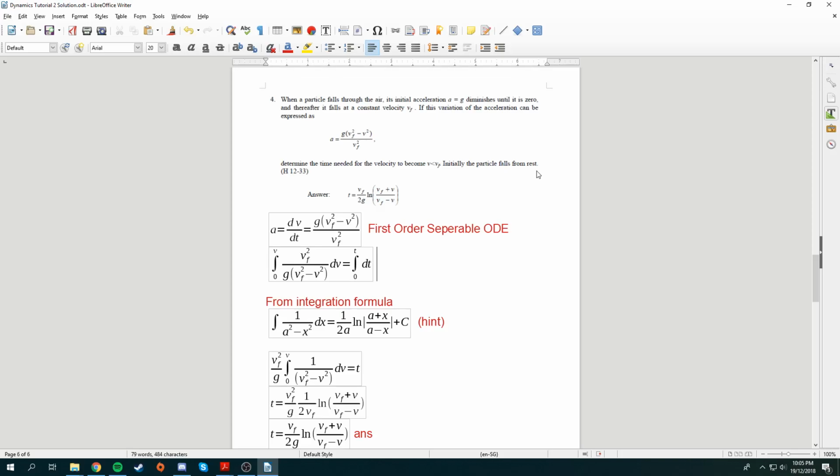So how do we solve this question? We are given this equation where there is no time given, and we're supposed to find the answer with respect to time. Determine the time needed. Okay? So first we must understand that acceleration is the time derivative of velocity. So with this, I can relate acceleration with time.